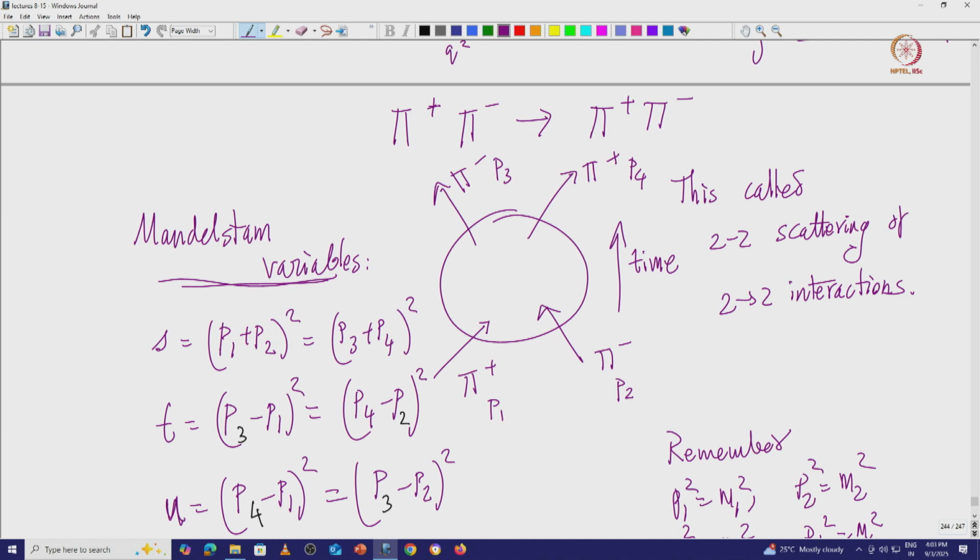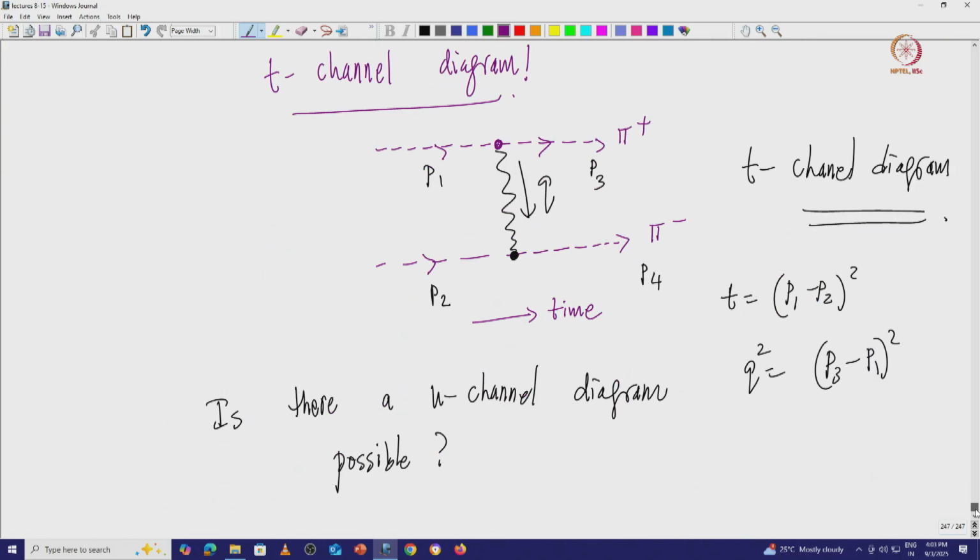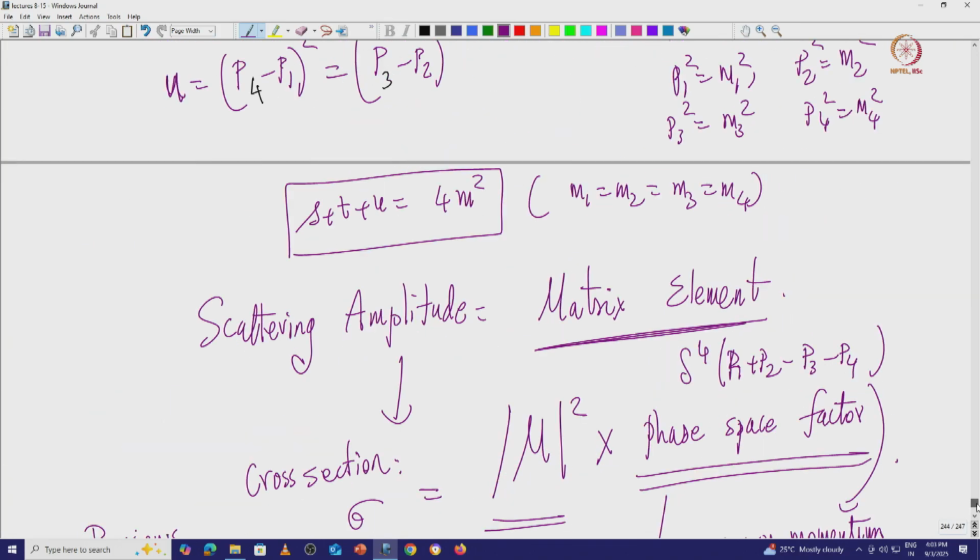Now in the limit where all the masses are the same, if they are all equal particles, say all of them are electrons, in all the 2 to 2 scatterings, then S plus T plus U just becomes 4m square.